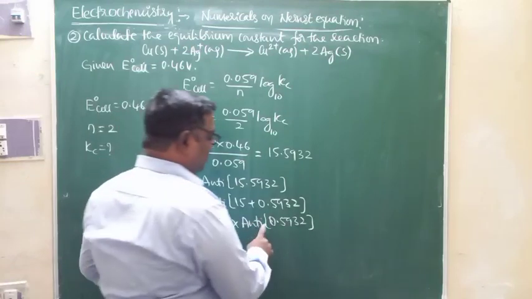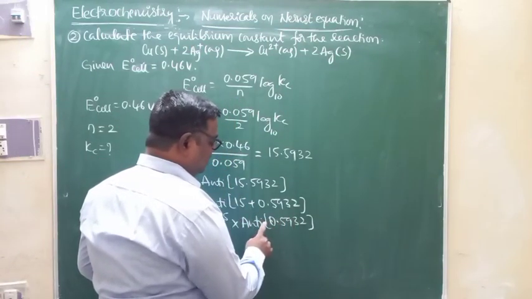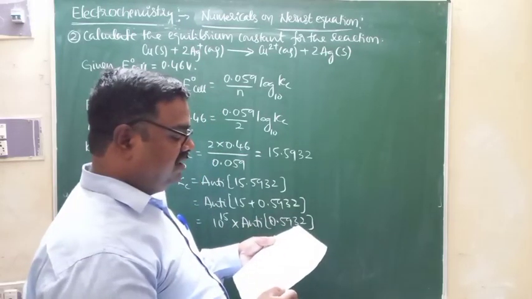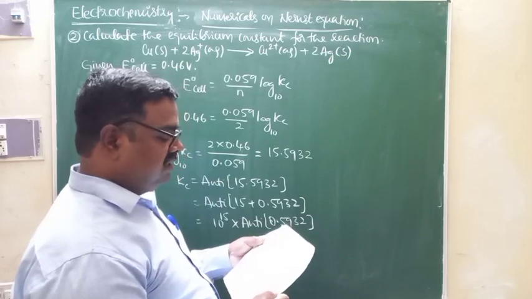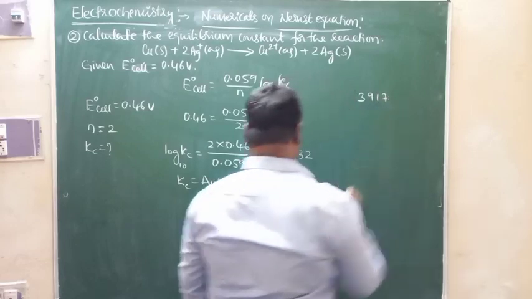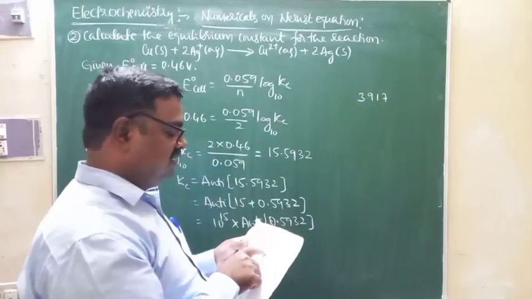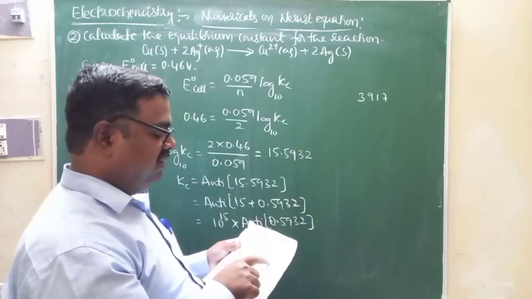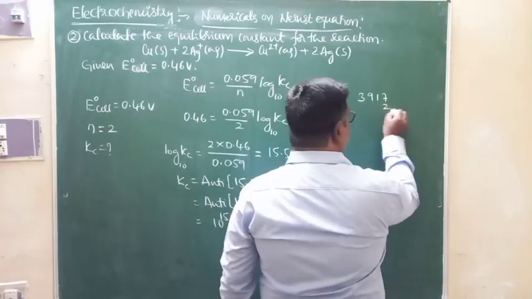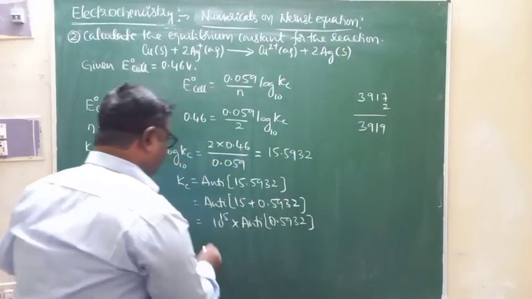Now you are supposed to look at the antilogarithm of 0.59 at 3. In the antilogarithm table, 0.59 at 3 is 3917. That is the antilog of 0.59 at 3. Then the mean difference: for 2 the mean difference is also 2. So adding 2, it becomes 3919.